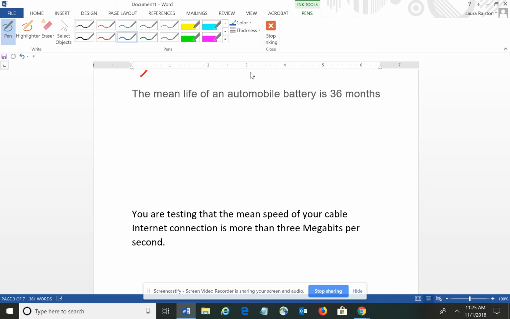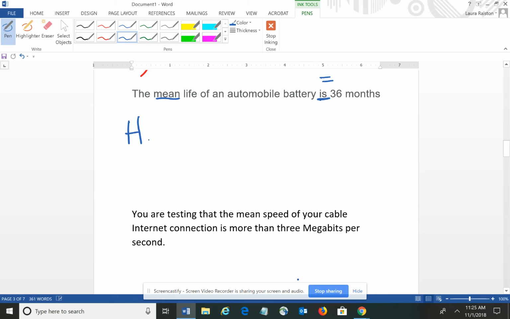The next one says the mean life of an automobile battery is 36 months. In this case, they do actually use the word mean instead of average. So again, that tells us the population parameter to use. And you have the word is, which again, I hope triggers in your mind that you want to use the symbol equals.